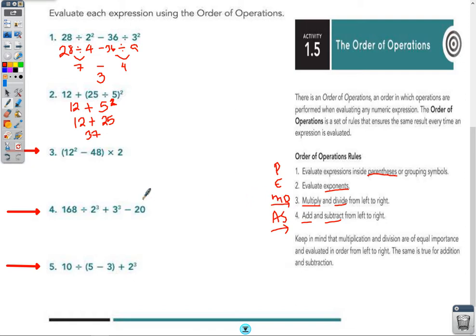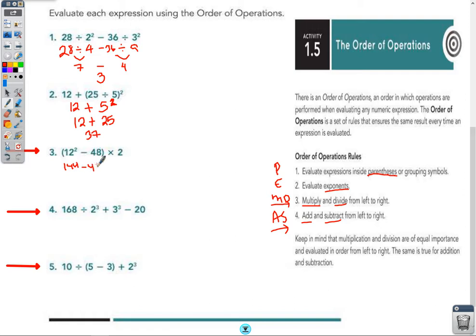So hopefully you were able to first recognize that the first thing is parentheses or grouping symbols. So I do have parentheses, so I have to start inside here. Inside the parentheses, I have an exponent or a power and subtraction. So inside the parentheses, I come across exponents first. So I'm supposed to take 12 to the second power, which is just 12 times 12, which is 144.